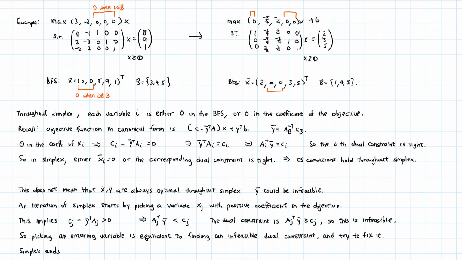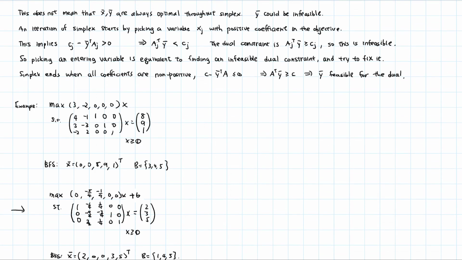Simplex ends when all the coefficients in the objective row are non-positive, meaning c minus y bar transpose A is at most 0. This implies that A transpose y bar is at least c, so y bar is feasible for the dual. So simplex ends when we have a feasible dual solution.